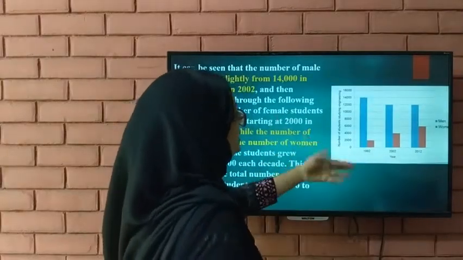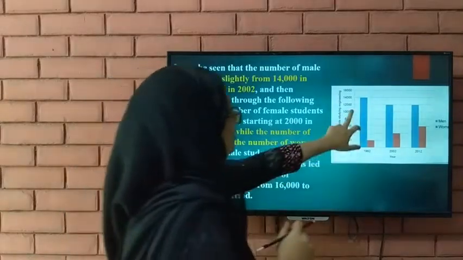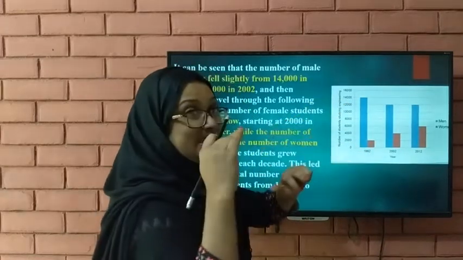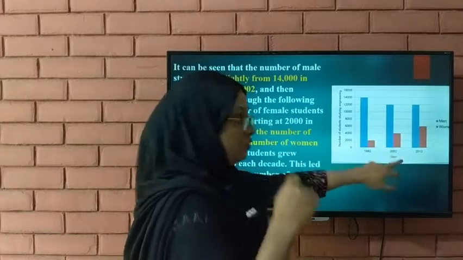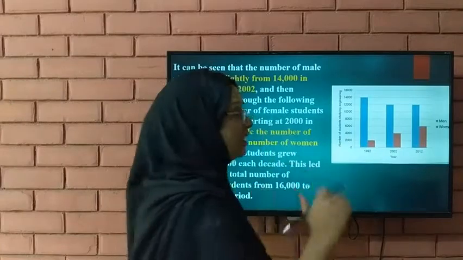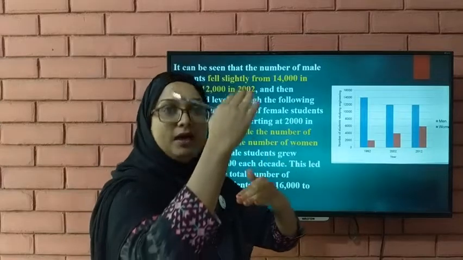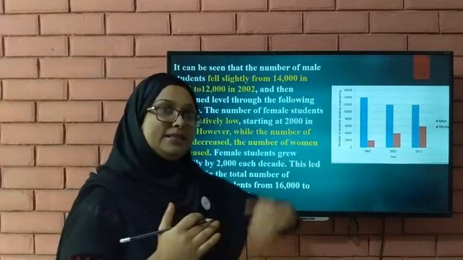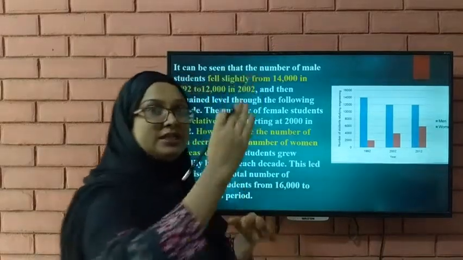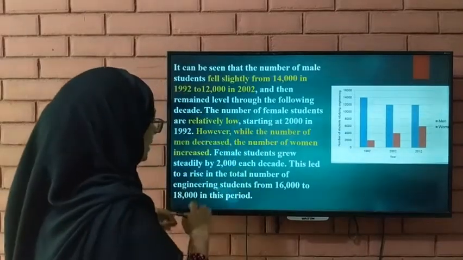So what is the result? In total the number of students increased, right? 12,000 plus 6,000, 18,000. But what is the starting point? 16,000. The second year, 2010, 22, it is the same 16,000. But what happened in the 10 years interval? It increased a lot. That means though the number of men is decreasing, the number of female students is increasing, but in total the number increased, right? Hope you got the idea.